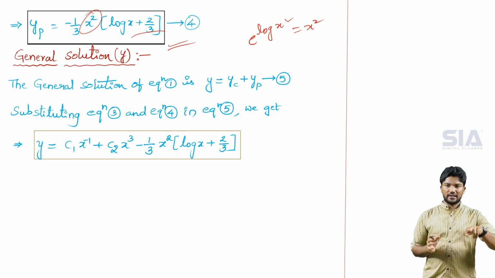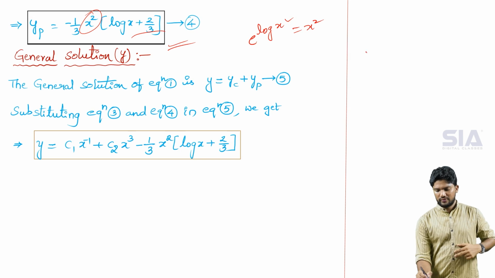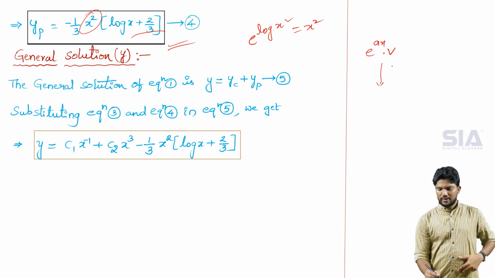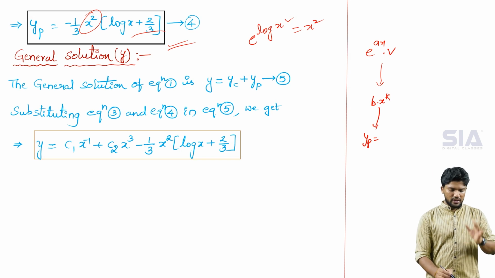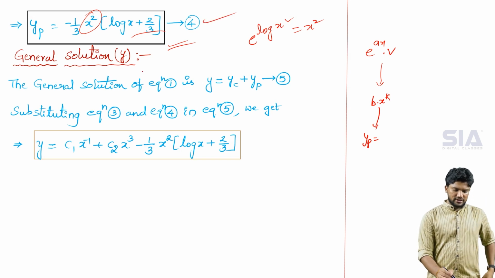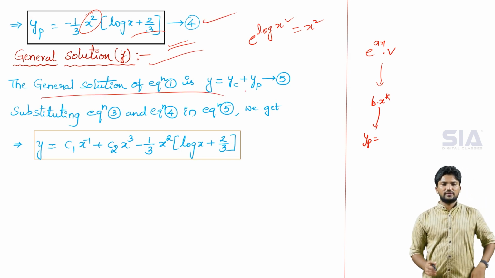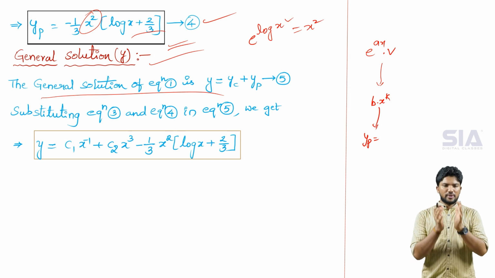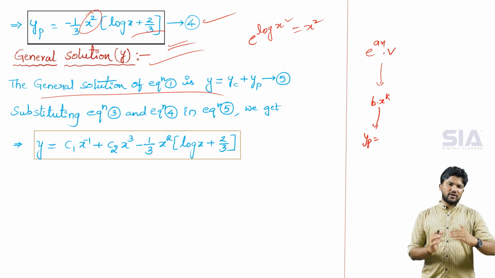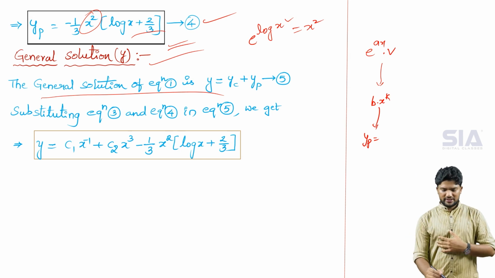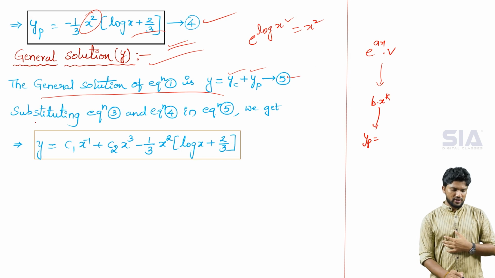In that particular integral we used two methods. The first method is e power ax into v. After solving that method, we got the b into x power k format. Again, we got that y suffix p value. So now, equation number 4. The general solution of equation number 1 is given by small y is equal to complementary function plus particular integral, yc plus yp, that is equation number 5.